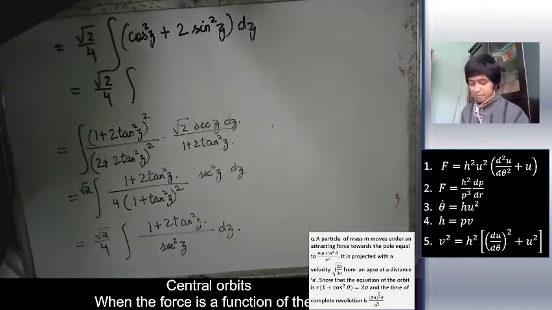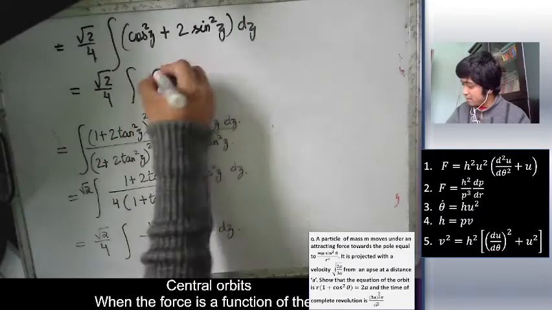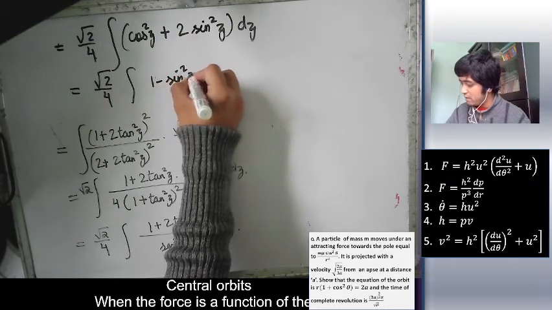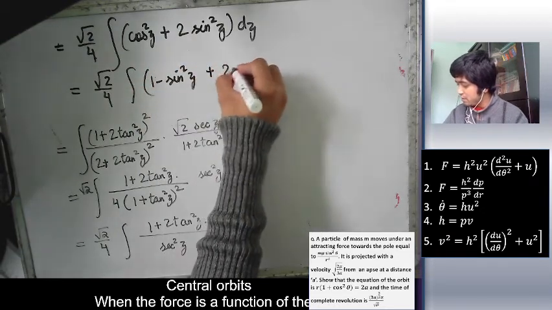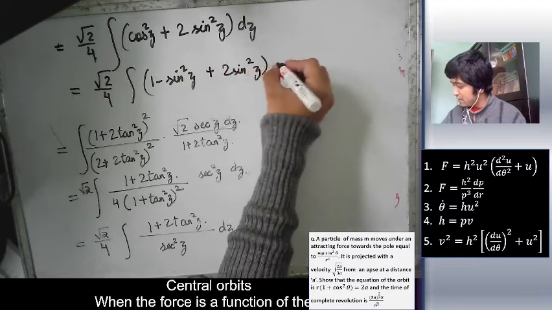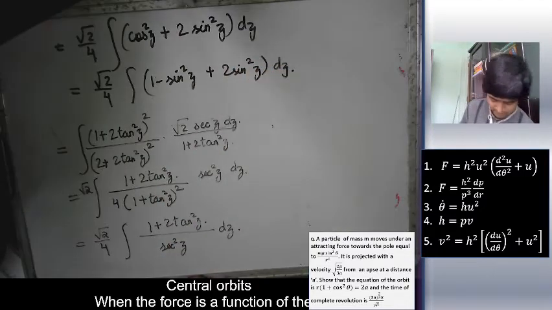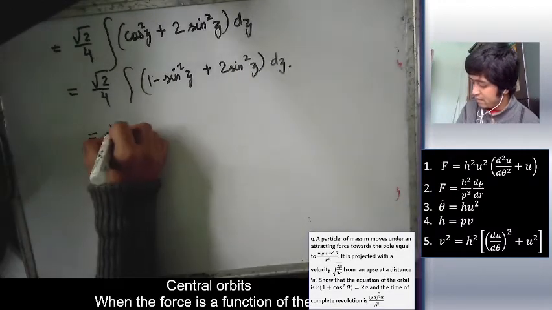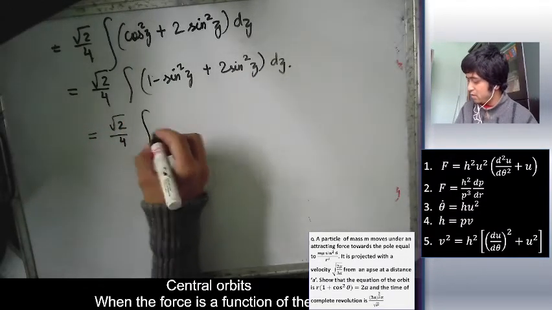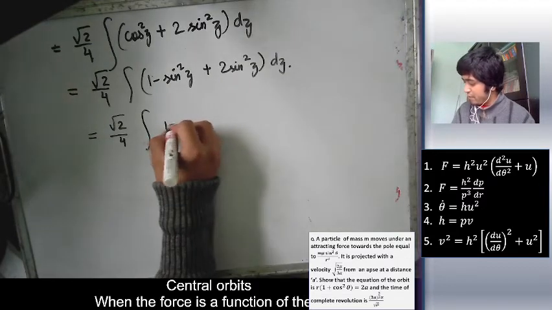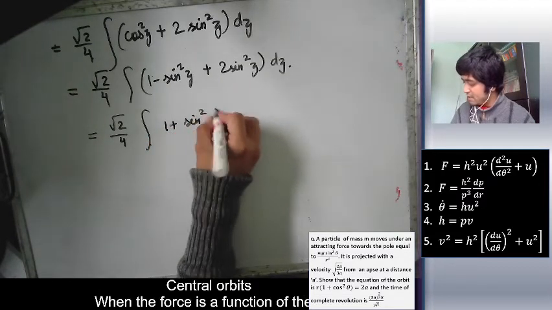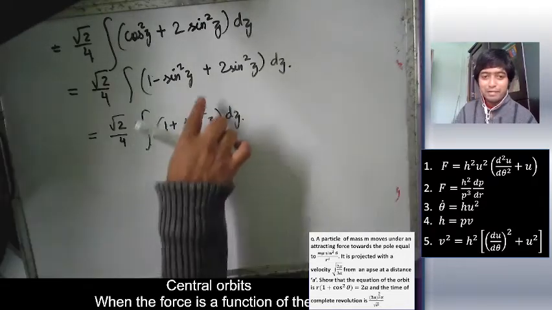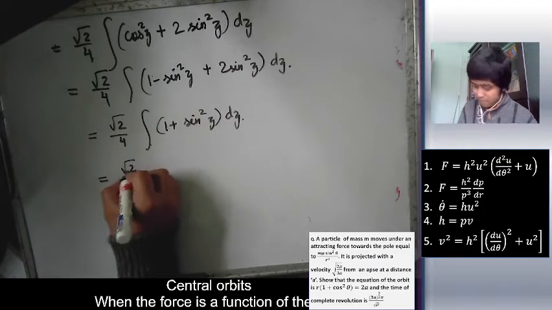Convert everything into sine. Okay, so cos square will be 1 minus sine square plus 2 sine square z dz. So this is what we are having, root 2 upon 4. So you will be having 1 plus sine square z dz. Again, if you remember how do we integrate sine square, it is actually by using the formula again.